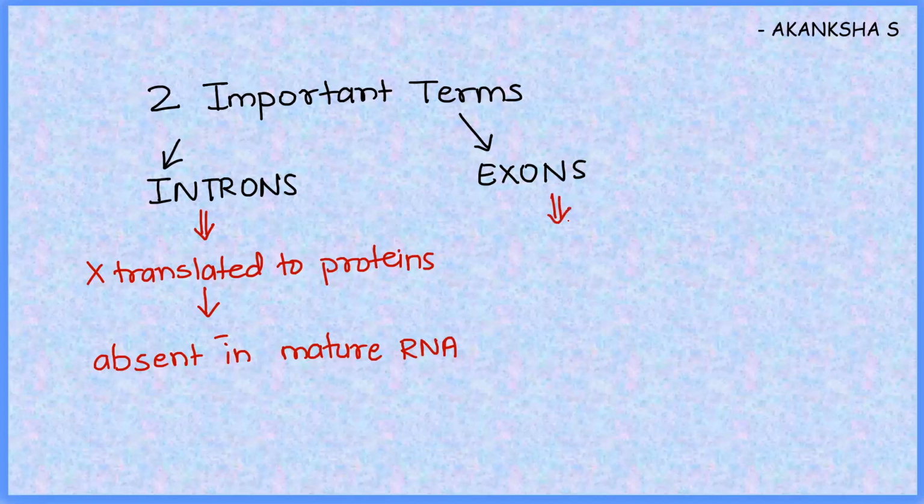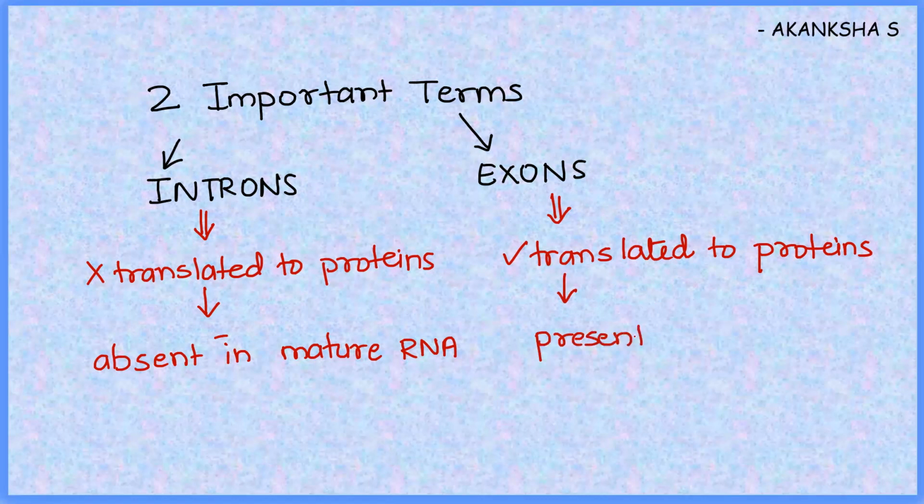Exons are just the opposite. Exons are the ones which are translated to proteins. So they are the segments of RNA that get translated to proteins. And because they are going to be translated to proteins, they are going to be present in mature RNA. These were a couple of terms, a couple of concepts that we need to remember before diving into the transcription process. Now, transcription process is basically divided into three parts.